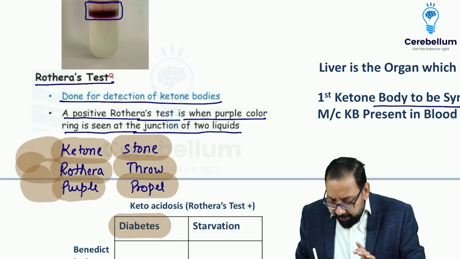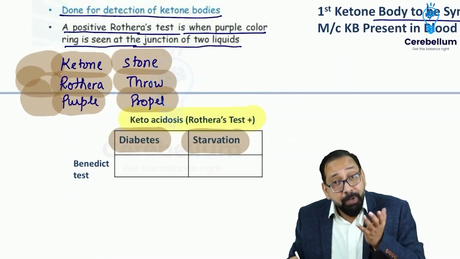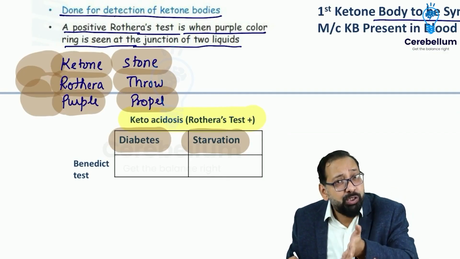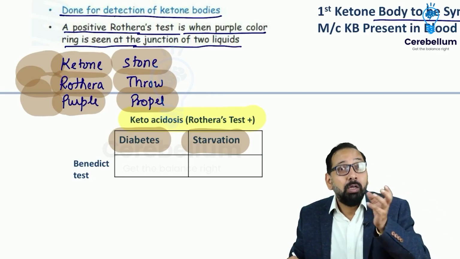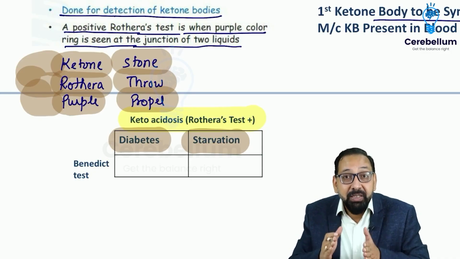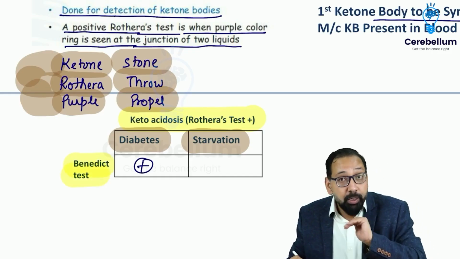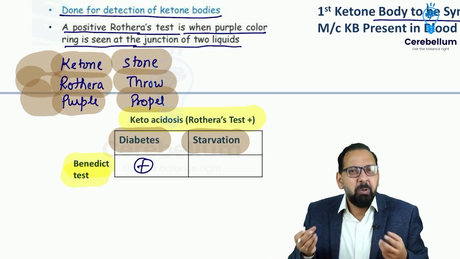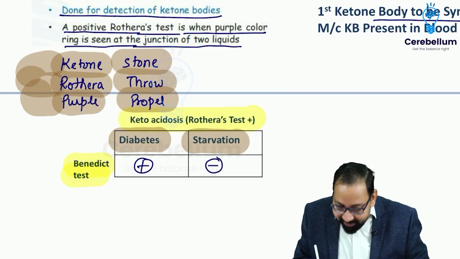We know that ketoacidosis occurs in both diabetes and starvation. So in both, Rothera's test would be positive. But in diabetes, blood glucose is high, so this glucose will be filtered and come in urine. Glucose is a reducing sugar, and reducing sugar gives a positive Benedict test. So if a patient comes to your emergency with ketoacidosis, you can easily differentiate: if urine Benedict test is positive, glucose is there in urine, that is diabetes. But if the patient is in starvation, not taking food for a long time, glucose is low, so how can it come to urine? So Benedict test would be negative in starvation.